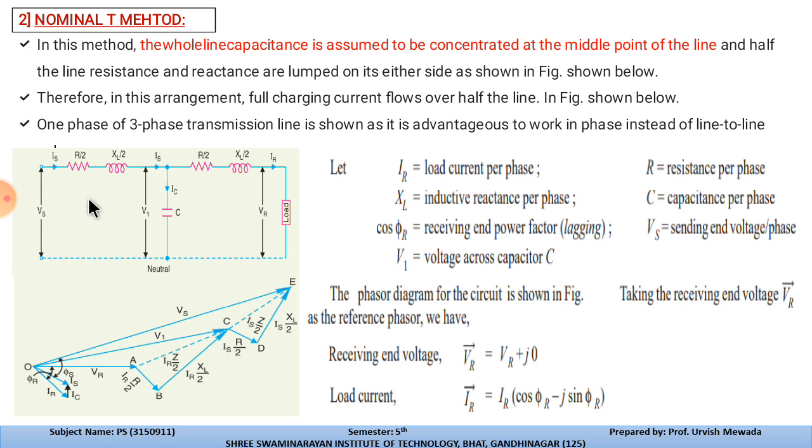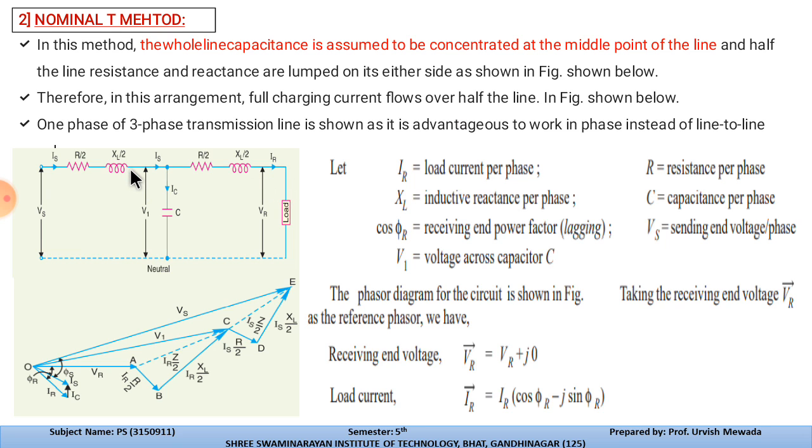Now this is the sending end side and this is the receiving end side. Sending end current is Is, and the resistance and reactance both are divided in two parts. So R will become R by 2 and XL will become XL by 2. Is is the sending end current, and V1 is the voltage across capacitor C. VR is the receiving end voltage across the load, and IR is the receiving end current.